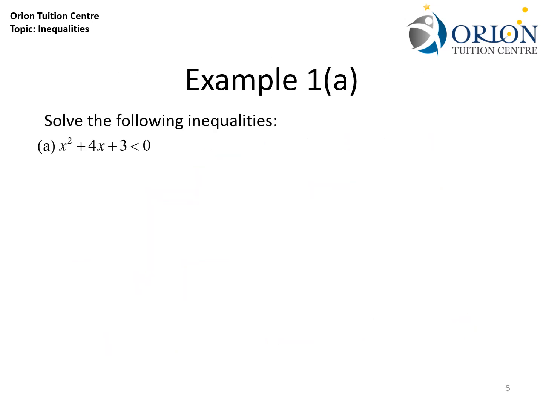In this example, we have a quadratic expression x squared plus 4x plus 3, and we know that this expression can be factorized into x plus 3, x plus 1. So now we can transform this inequality into x plus 3, x plus 1 less than 0.